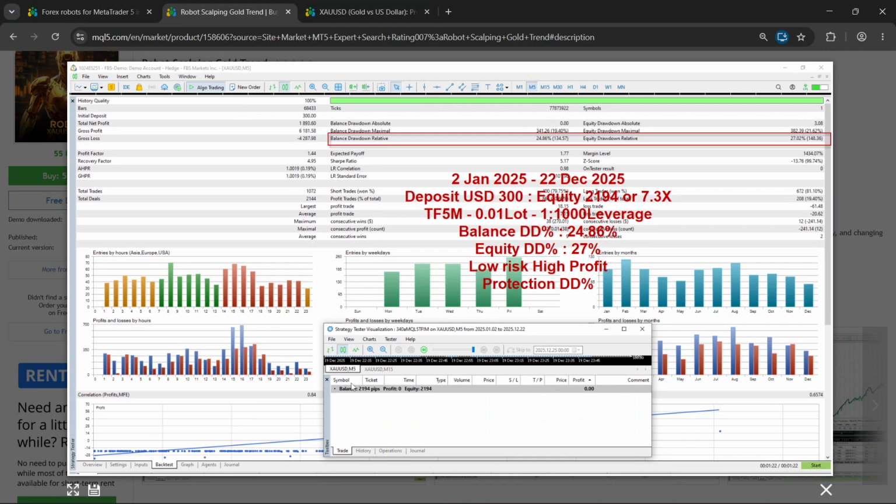And let's see the claim from 2nd January 2025 to 22nd December 2025. The deposit of $300. The profit factor is at 1.44, and they had a net profit of $1,894. The maximum balance drawdown at 19.40 and the maximum equity drawdown at 21.62. Let's see whether it matches up with our backtest.